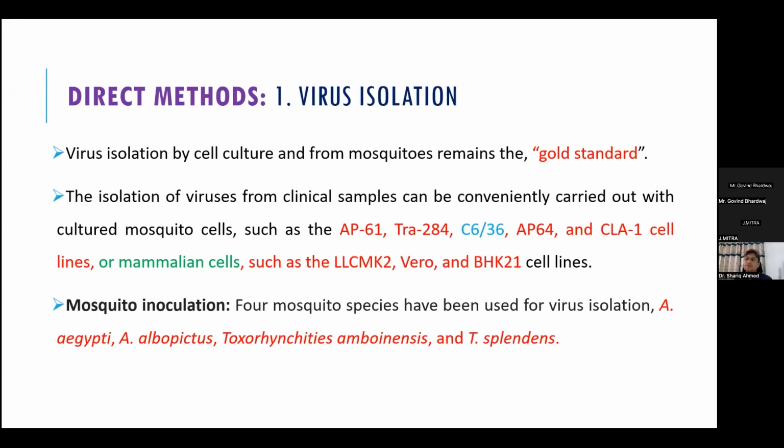Then sometimes we can also isolate the virus by growing it in the mosquito. The four species of mosquito that are used are Aedes aegypti, Aedes albopictus, and Toxorhynchites amboinensis and splendens. These are the four mosquito varieties in which we can inoculate the virus and get the virus from the inoculate, and we can get the results.